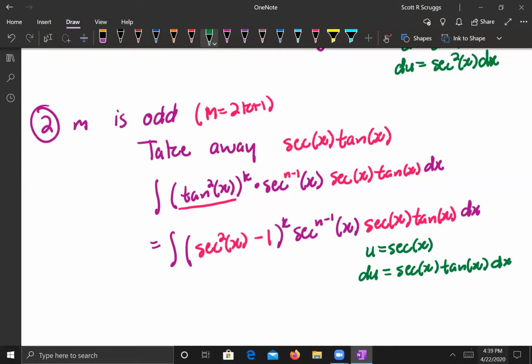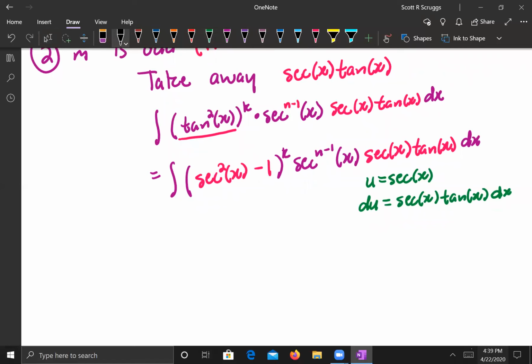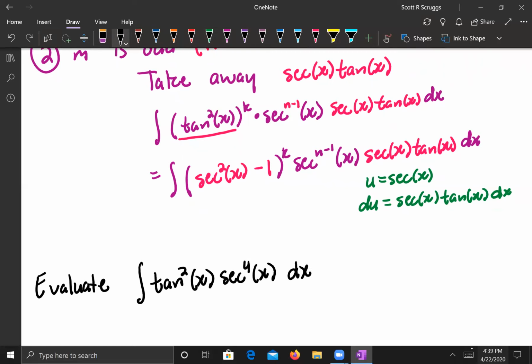And so with that, time for the next practice problem to practice on. I want y'all to try to evaluate the following trig integral. Tangent squared of x, secant to the 4th power of x, dx. I'll give y'all about 5 minutes to work on it before we go over the solution. And if y'all have questions, please let me know.